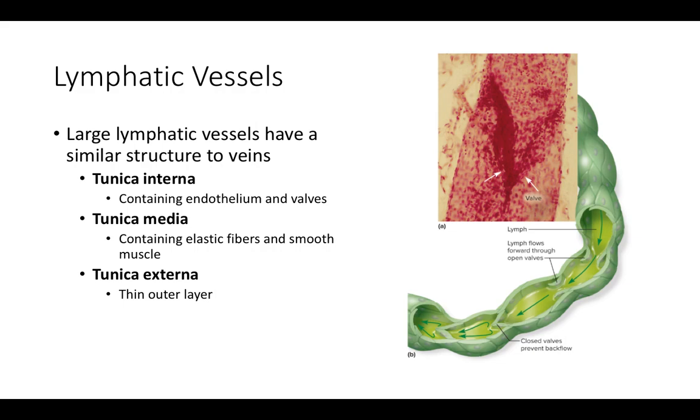Then we have the tunica media, which is the middle layer containing elastic fibers and smooth muscle, and then the externa, which is just the thin outer layer.